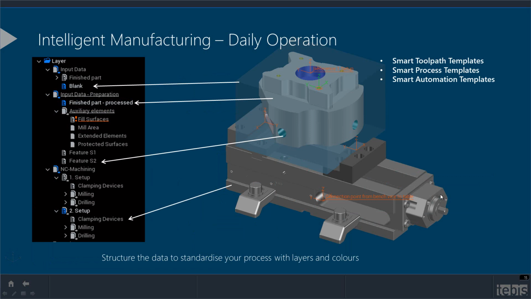So the daily operation with our CAD programming is not the hard work of CAD programming and making toolpaths anymore, but more a daily operation of organization. And we do this by putting our blank onto the correct part of our structure tree for the blank, again for our finished part, maybe our features and our clamping devices. And all of these used in our smart toolpath templates, our smart process templates and automation templates.